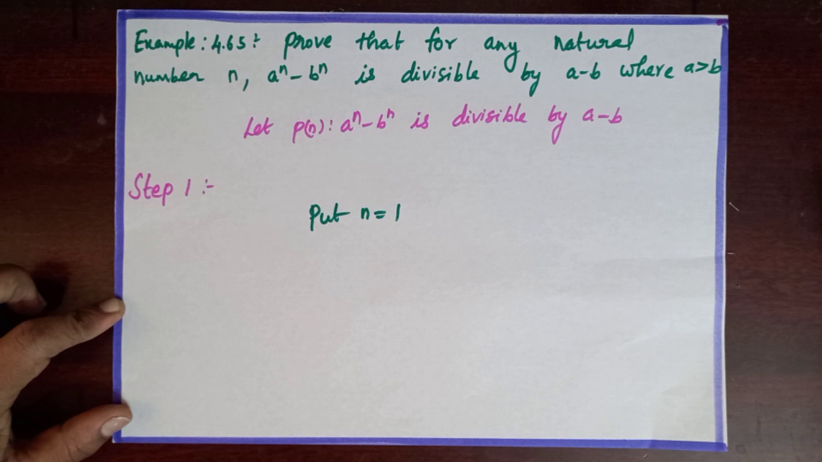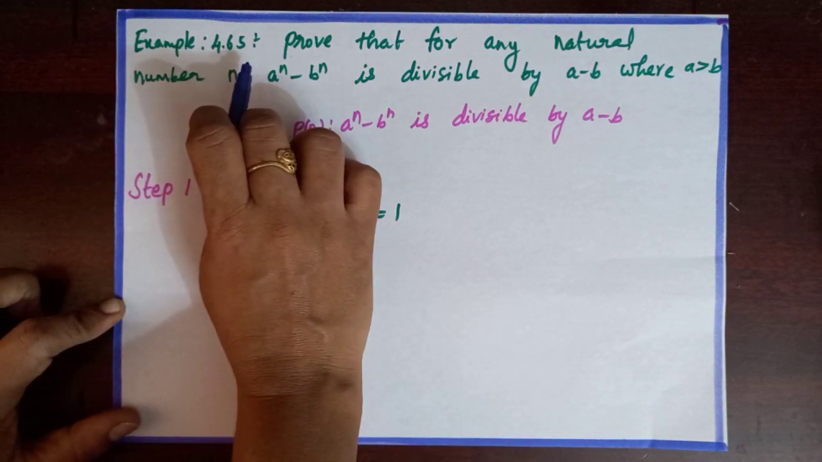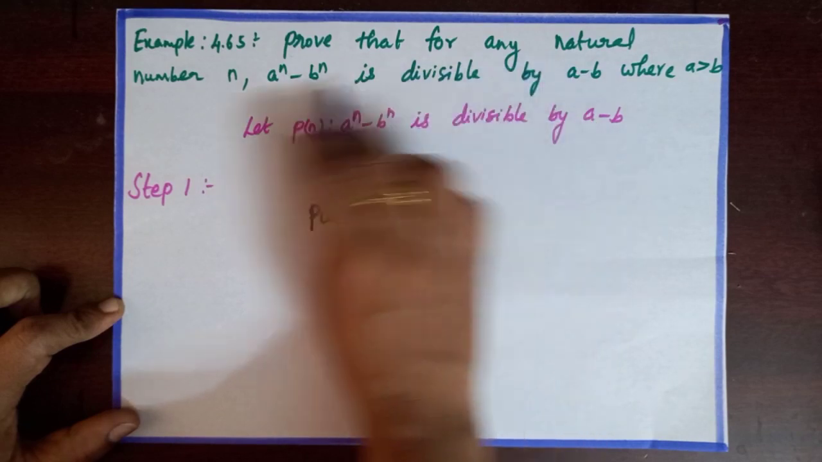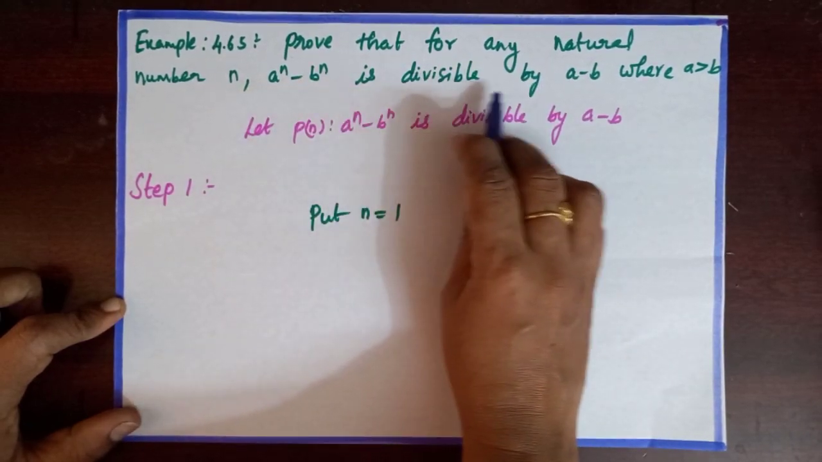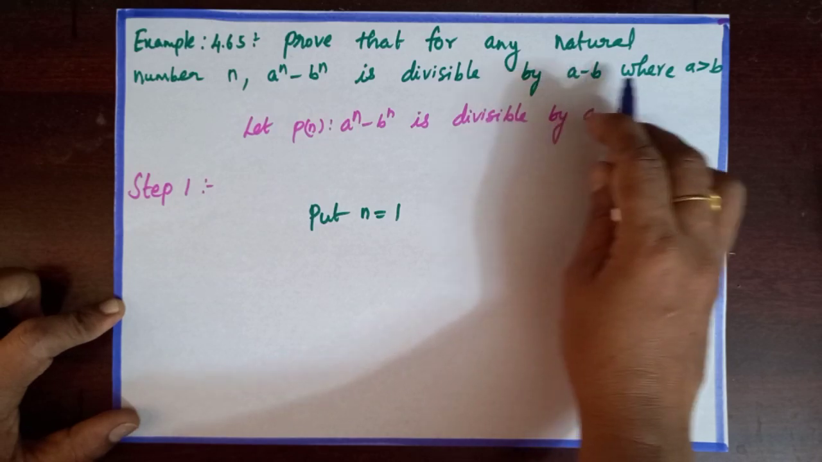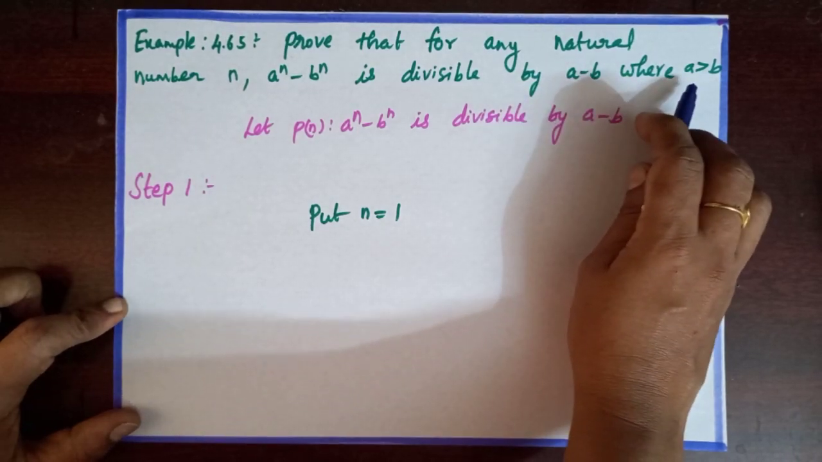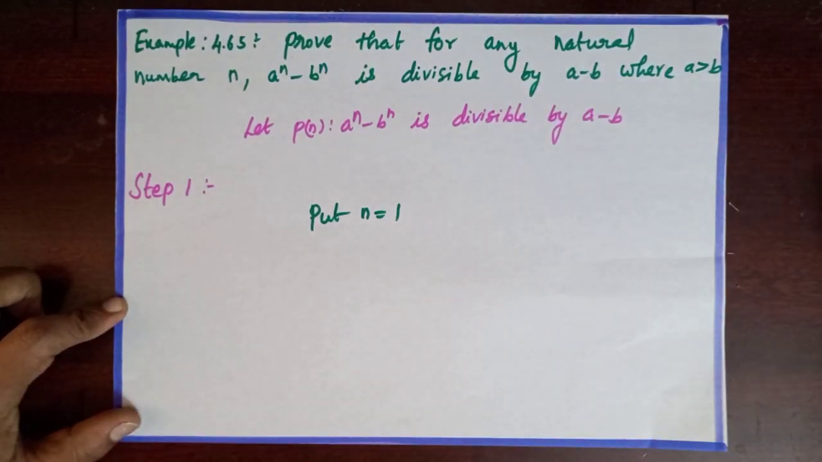In this session, we are going to see example and the remaining sums in exercise 4.4. Example 4.65. Prove that for any natural number n, a power n minus b power n is divisible by a minus b, where a greater than b. It's a very important 5-mark question.